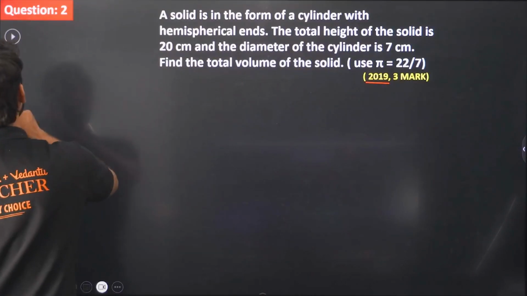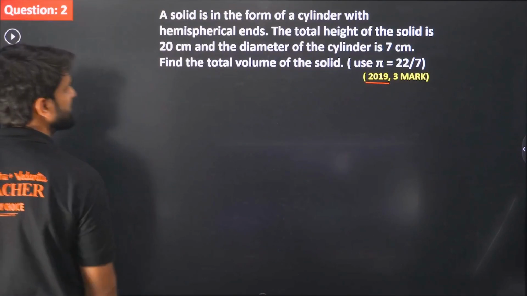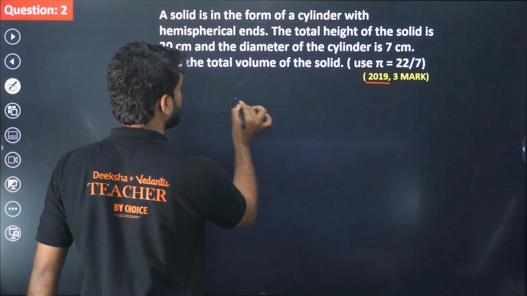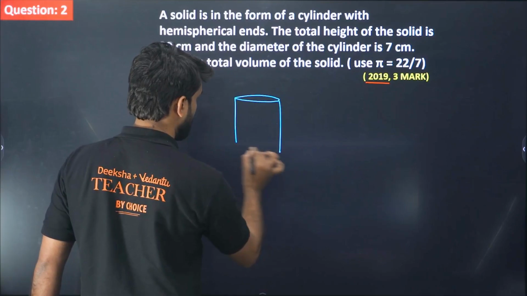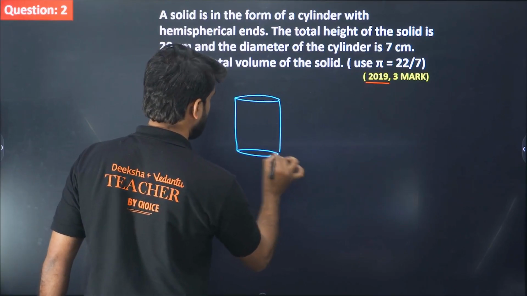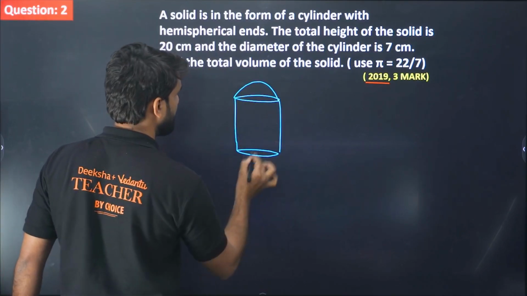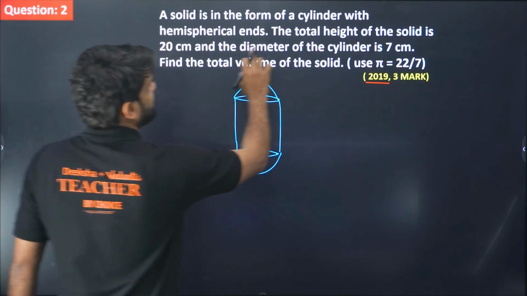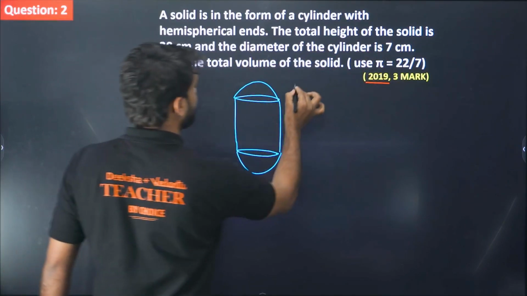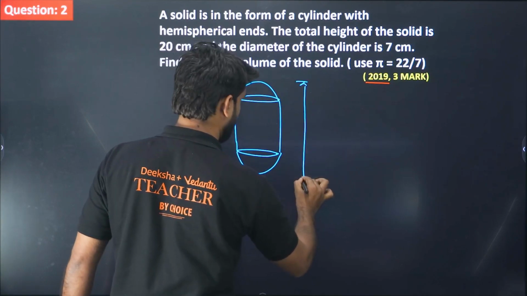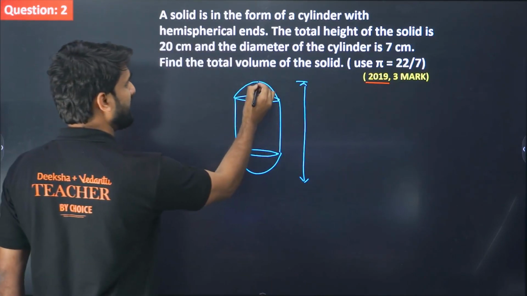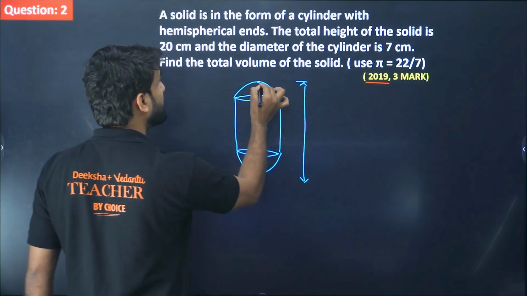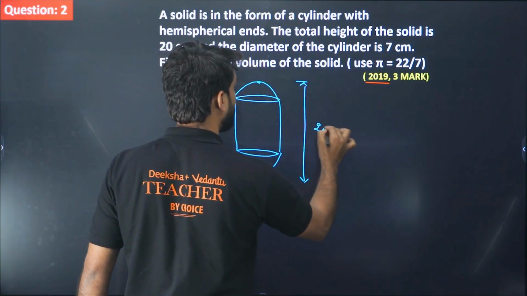Let me solve this question for you, everyone. This is a very easy question. So draw the diagram first. So there is a cylinder, and one hemisphere is here, the other hemisphere is here, right? The total height of the solid is 20 centimeter, which means this will be the total height from top to bottom, exactly from this point to this point. This is the total height, and this is 20 centimeter, right?